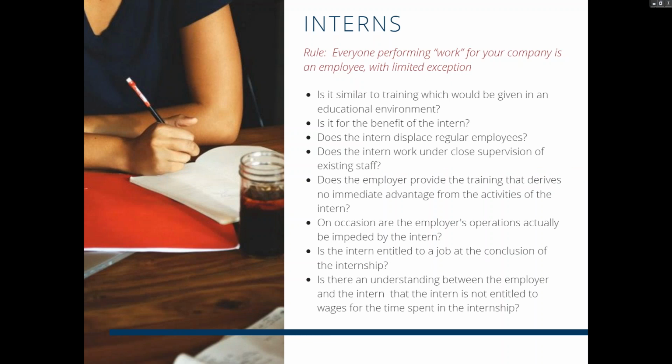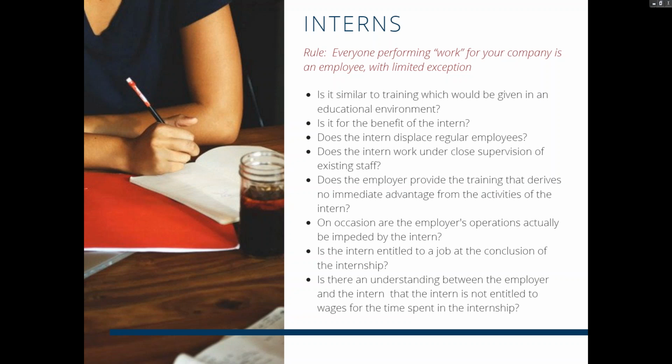Interns. A lot of companies mess up the intern thing, so I'm just going to throw this in. I wanted to throw a slide on this, but here are the questions that you need to ask yourself on an intern, and they're actually right here. Is it similar to training which can be given in an educational environment? And the real thing with interns is, is this replicating an academic program, or are you really just kind of filling a job with an intern? If you're really just filling a job with an intern and you otherwise would be paying somebody for this job, it's probably not an unpaid internship.